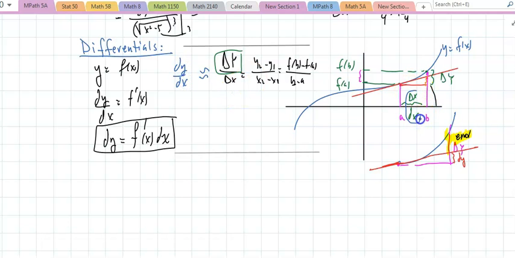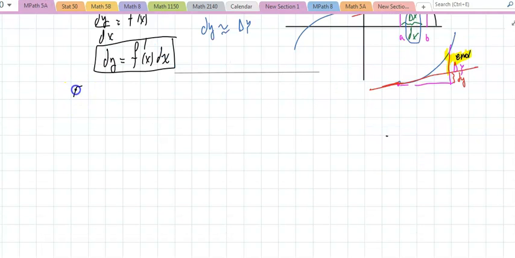Those are the same. You move the same distance in the x. But for the y's, we're going to say dy is roughly the actual change of y. Okay, I want to do an example really quick to elaborate on this. If I want to know what the square root of 27.8 is.